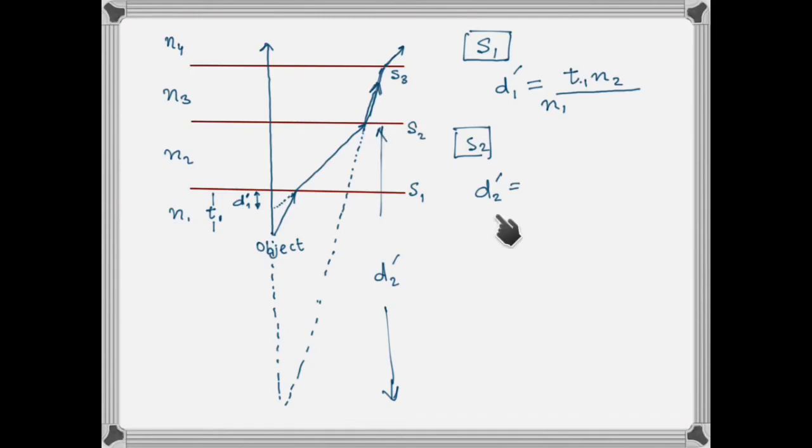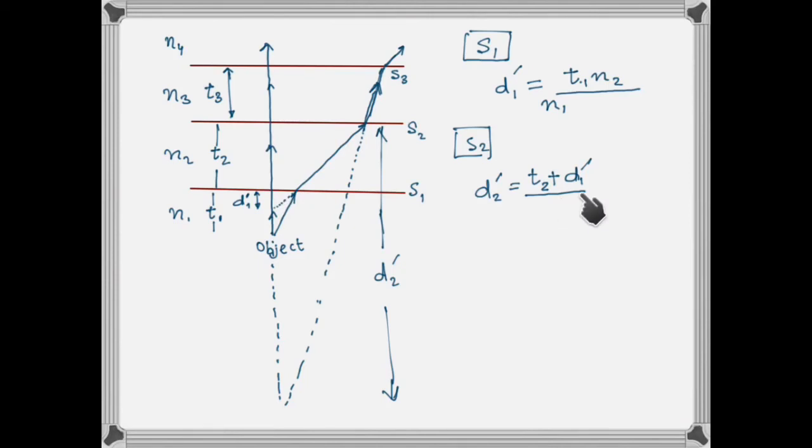So it will become d2 dash. Suppose light is moving like this after refraction. If you extend these rays, they will appear to come from this point. So these rays form the image here, and the distance is d2 dash. So d2 dash will be equal to t2 plus d1 dash. This is the object distance and the object is here, so its distance from S2 is t2 plus d1 dash.